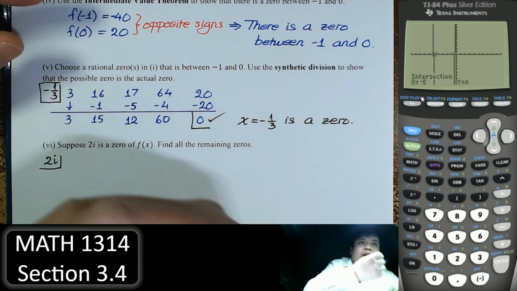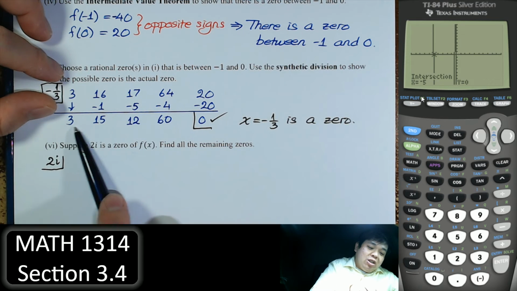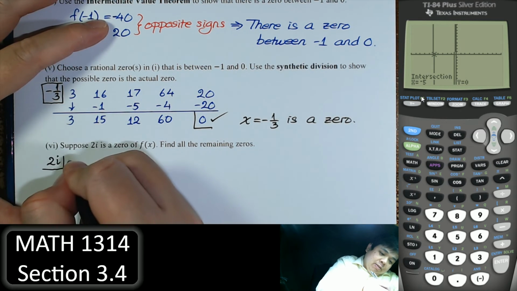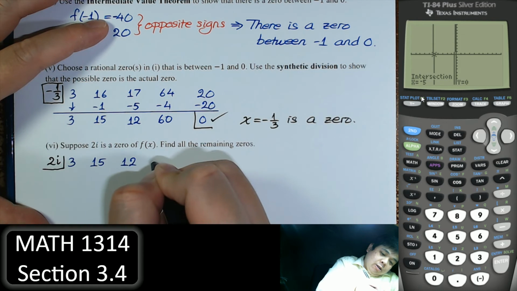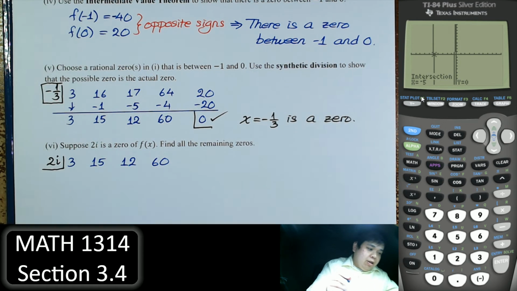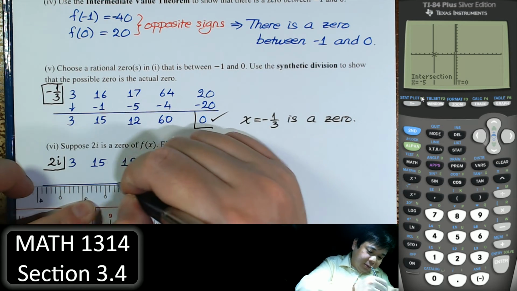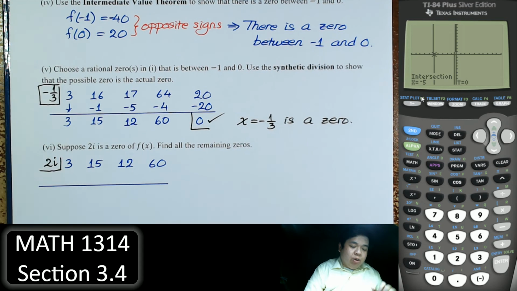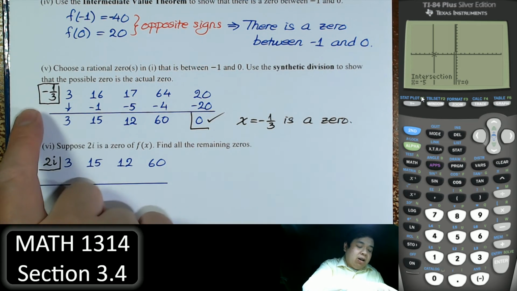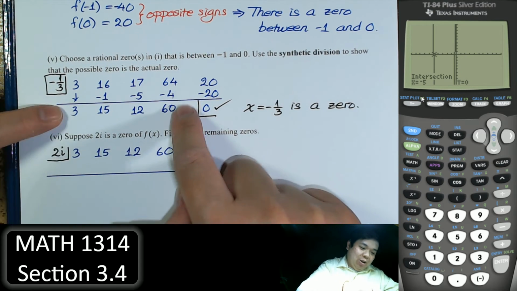Every time we find a 0, we reduce the problem to a smaller problem. Now we just need to use this. The problem is now reduced to only this. Because of the zero factor theorem, we don't need the factor of x plus 1/3 anymore. We only need to solve for what's left in the quotient.